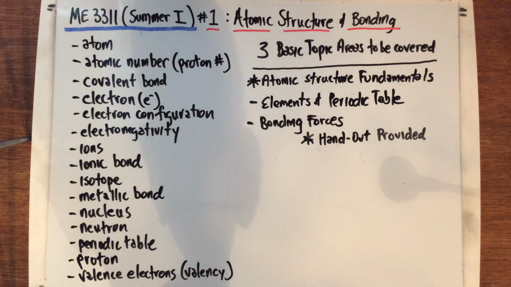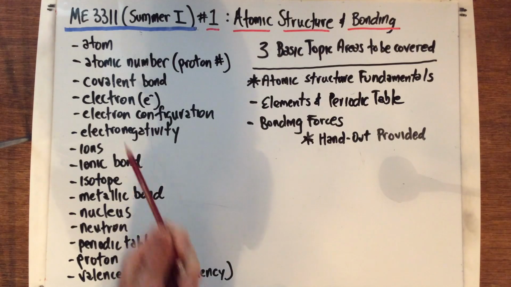Electronegativity is also very important. We'll talk about its concept and how again it involves the actual bonding as well. Electronegativity plays an important role in that with the electrons.